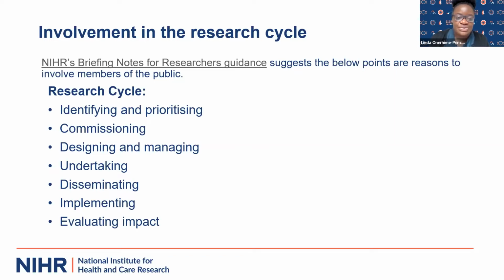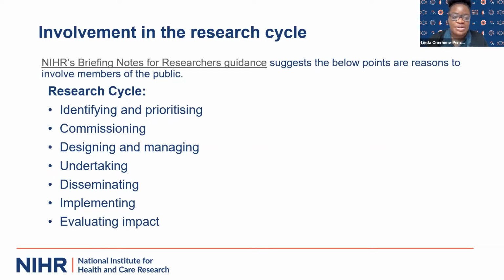So in this slide, I will discuss the various ways you can involve members of the public in research. Again, NIHR has a briefing note for researchers, which is called Involvement in the Research Cycle. At various parts of the cycle, you can involve members of the public. So first of all, identifying and prioritizing. This is a stage whereby the researcher can focus on prioritizing research questions with people with lived experience. So this is again another stage where the researcher can involve members of the public.